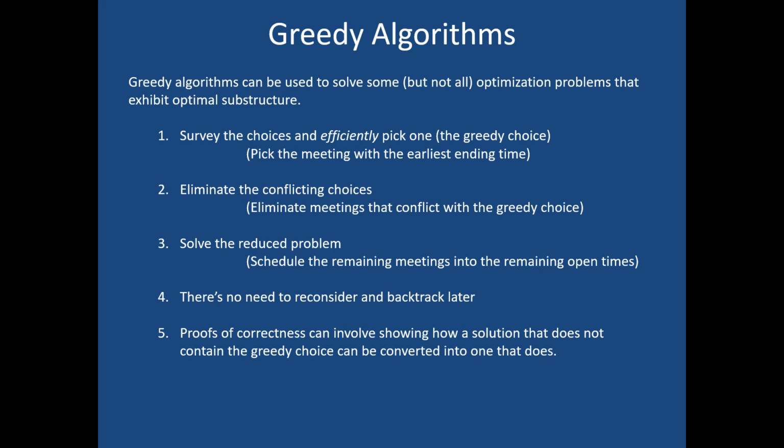And I've already shown you that proofs of correctness involve showing how to transform optimal solutions that don't have the greedy choice into one that does. That would fit into an inductive template that lets you really prove it formally, but we're just going to worry about justifying the greedy choice.